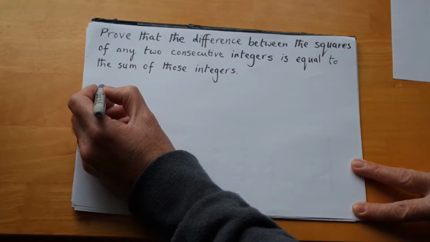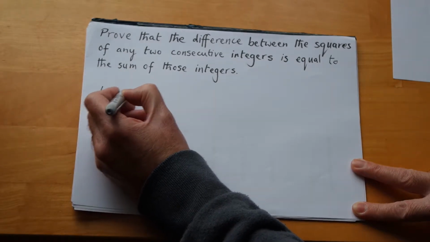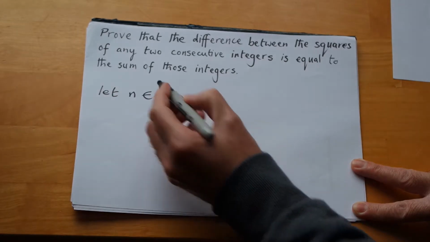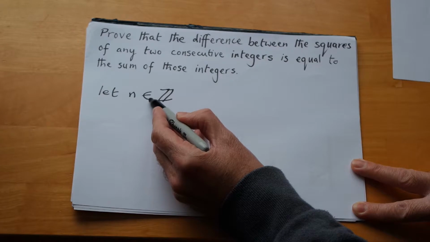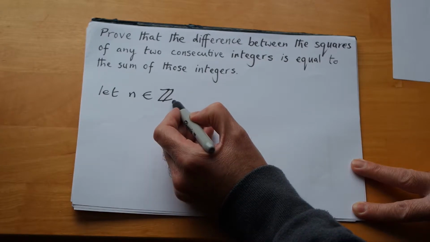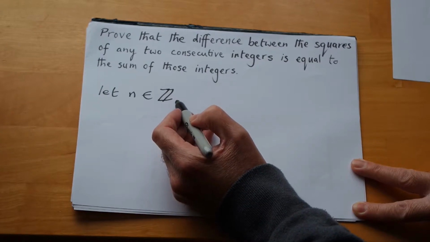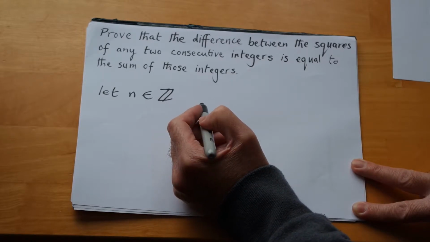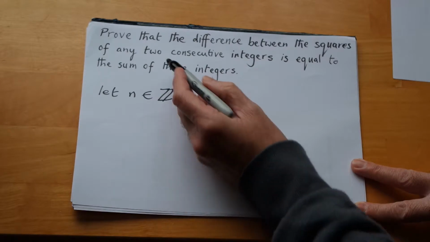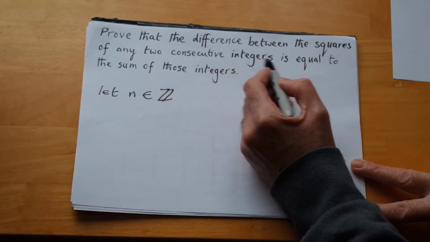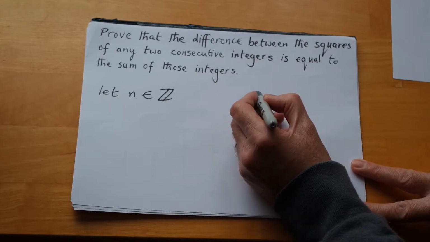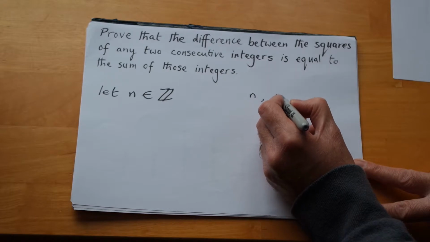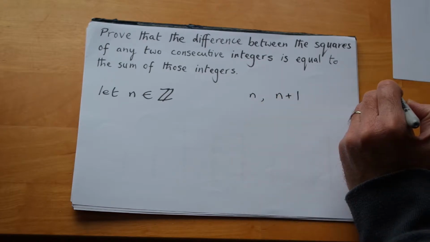So the first step of the solution is to say let n be an integer. So this means n is a member of the set of integers. But if you prefer, you can simply write out the words n is an integer. That's absolutely fine. And we've been asked to look at any two consecutive integers. So if n is our first integer, the next consecutive integer would be n plus 1.